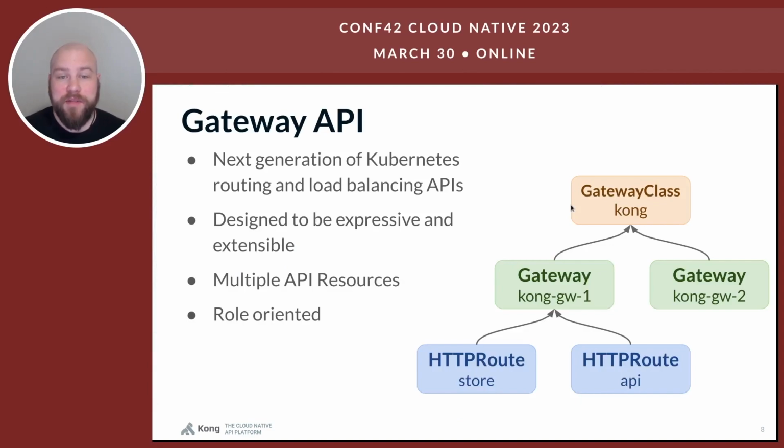So Gateway API is the next generation of Kubernetes routing and load balancing APIs. It is literally the successor to Ingress. New features are not being developed for Ingress. They are being instead developed in Gateway API. It's designed to be expressive and extensible. It has multiple API resources. There's not just Ingress and Ingress class anymore. It's Gateway class, Gateway, and HTTP route, which you can see from the diagram over here. And there are other routes like TCP route and gRPC route, which we'll talk about later. And it's role-oriented. So a cluster administrator might be responsible for your gateways, but then an application developer might be responsible for the routes to their applications, etc.